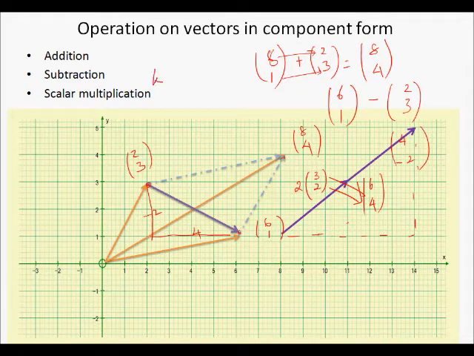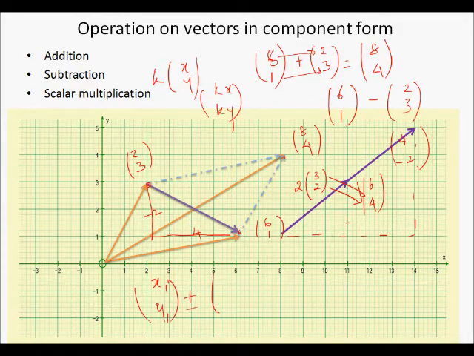So it is like k times (x, y) is (kx, ky), and you can add (x1, y1) plus or minus (x2, y2), add or subtract the corresponding components to get the result.